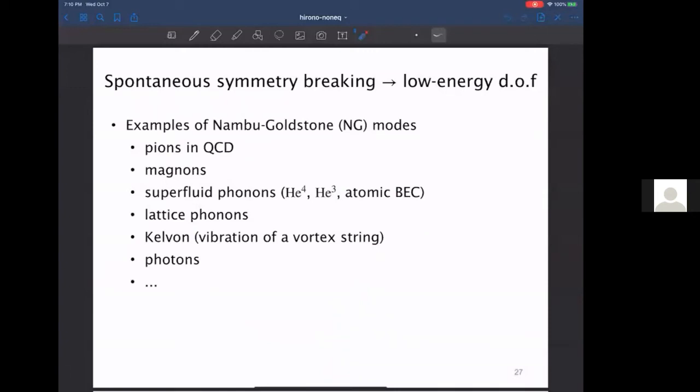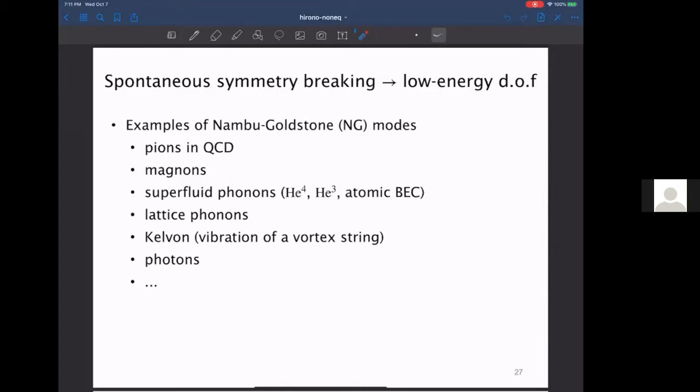So it's kind of obvious, but spontaneous symmetry breaking is a very important concept in virtually every field of physics, I guess. One reason why it is important is that it often leads to some low energy degrees of freedom. For example, when some discrete symmetry is broken, some domain walls appear. And when a continuous symmetry is spontaneously broken, we have massless or gapless excitations, and they are the Nambu-Goldstone modes. There are numerous examples of this.